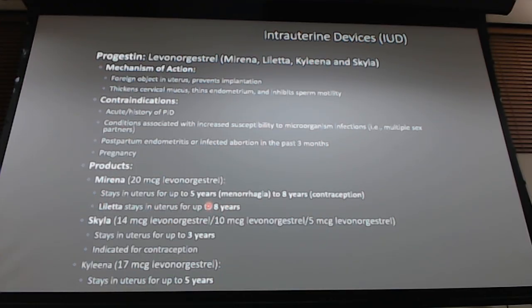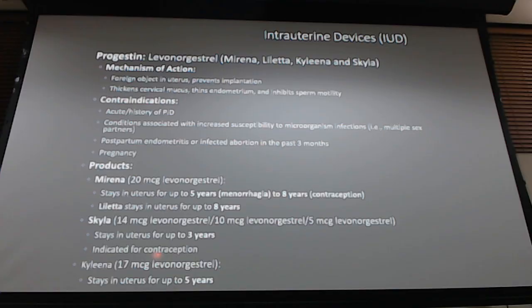If you're using it for menorrhagia, that abnormal heavy bleeding that someone can have, that's the 5-year indication, but you can leave it in for up to 8 years if they're using it for contraceptive purposes. Okay, so if I'm just worried about heavy bleeding, I'm at 5 years, and then you'll have to replace it. But if I'm trying to prevent pregnancy, I have 8 years. Loletta, you see also 8 years.